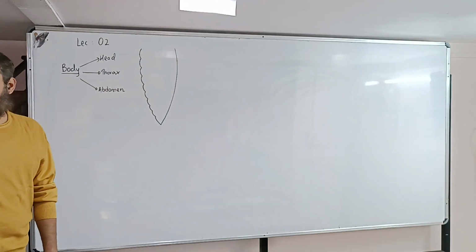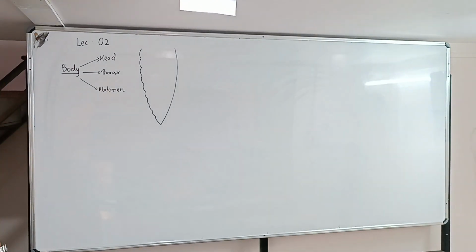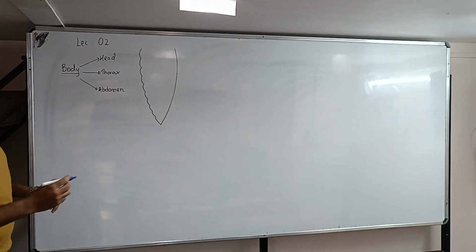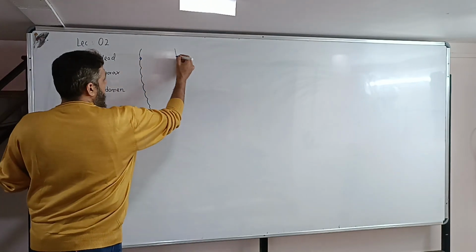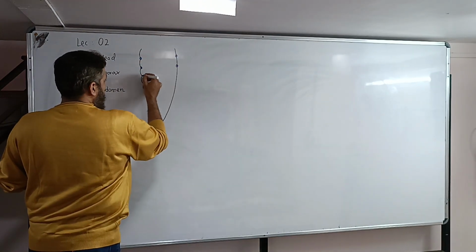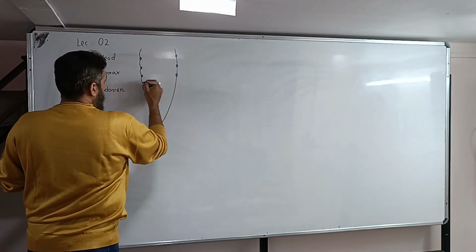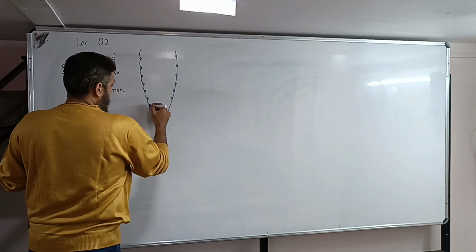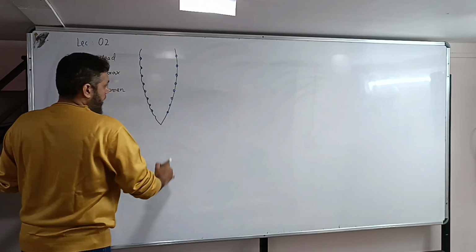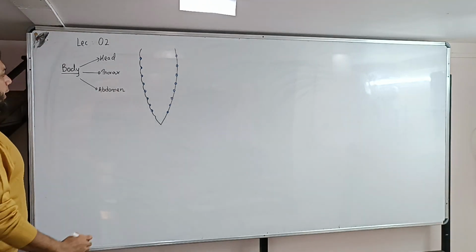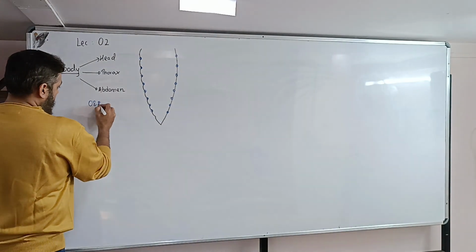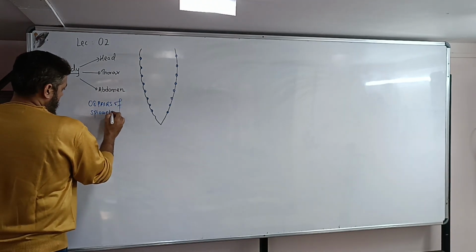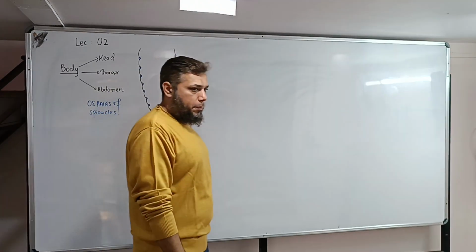In a 10 segmented abdomen, it shows the presence of 8 pairs of spiracles. So on the sides, I see the presence of 1, 2, 3, 4, 5, 6, 7 and 8. How many pairs of spiracles? 8 pairs of spiracles. Okay?